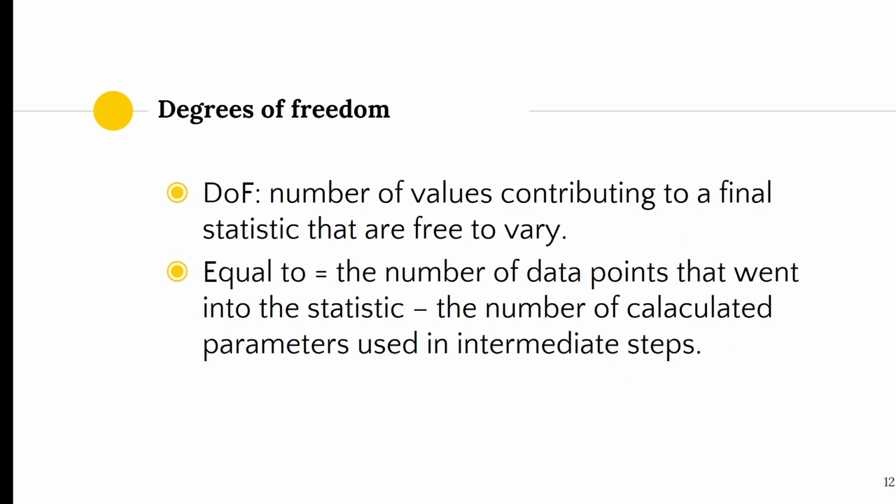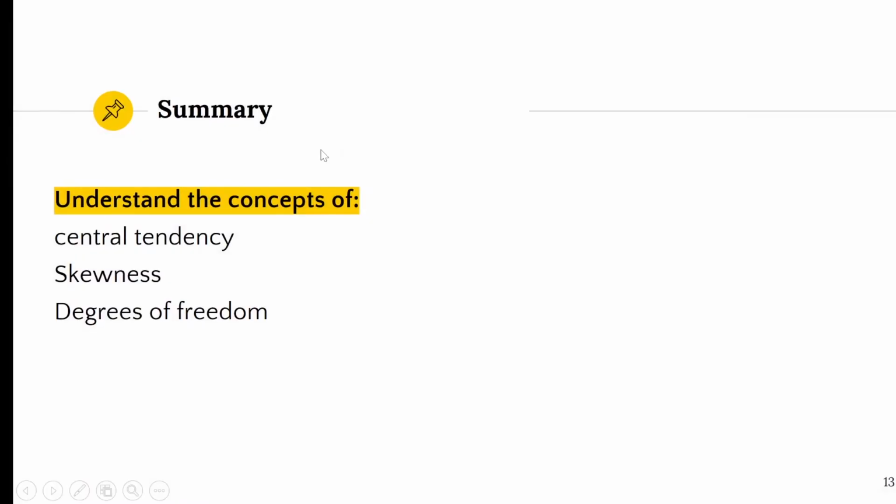Now, we can calculate degrees of freedom. We're going to do that later in the course. But generally, it's equal to the total number of data points that went into the statistic minus the number of calculated parameters used in intermediate steps. This becomes very important in experimental design, how we assign degrees of freedom. So basically, this is what you need to understand from the lecture. Just understand these concepts.